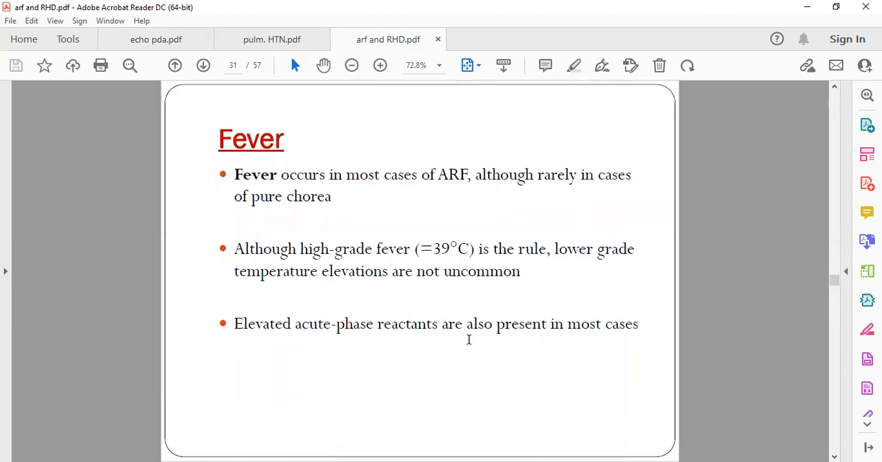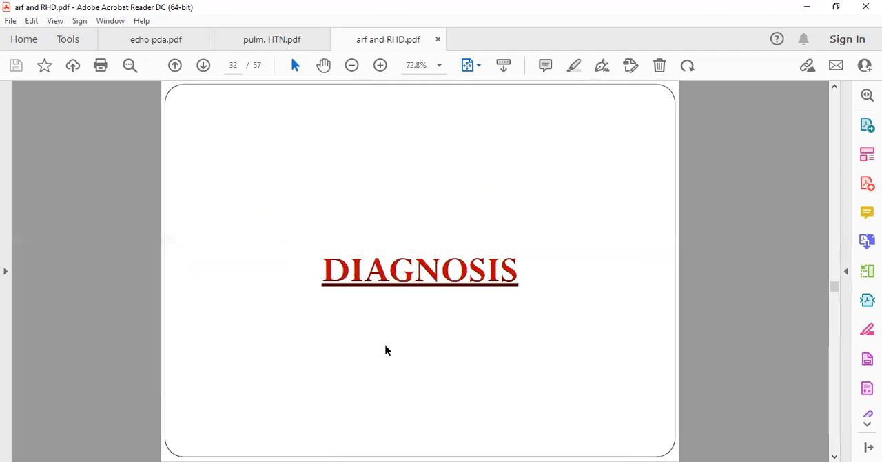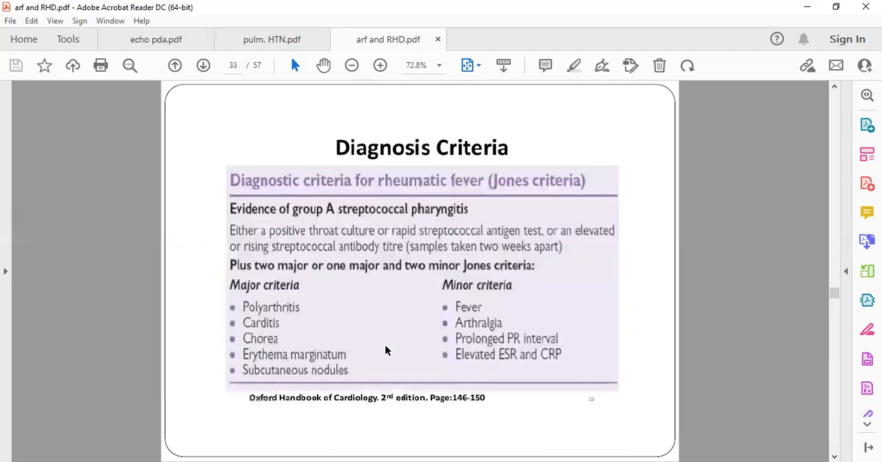Fever also occurs in most of the cases, but it may be absent in pure chorea. Although high-grade fever is the rule, sometimes even lower-grade temperatures are not uncommon. And you will see elevated acute phase reactants like ESR and C-reactive protein. So this is the clinical manifestation. Let's go to the diagnosis part.